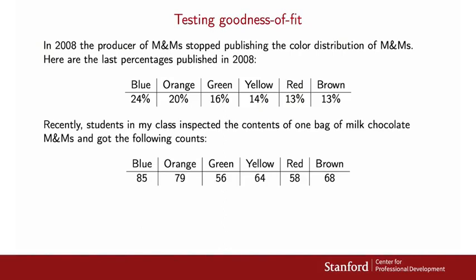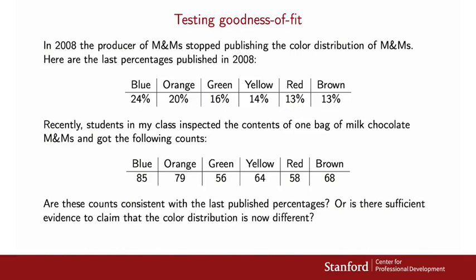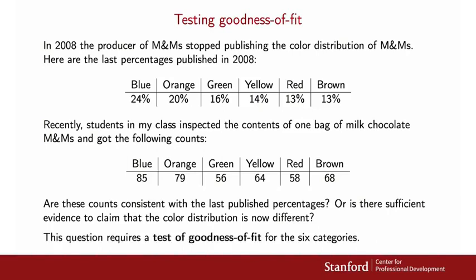A group of students opened a bag of milk chocolate M&Ms and counted the colors. And here's the table of the counts which they got. So we would like to answer the question whether these counts are consistent with the last published percentages, or whether there is sufficient evidence to claim that the color distribution is now different. This type of problem is called a goodness of fit test. The question here is whether the observed data fit the published distribution.